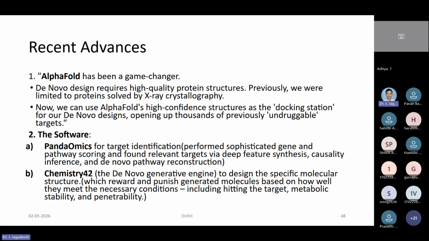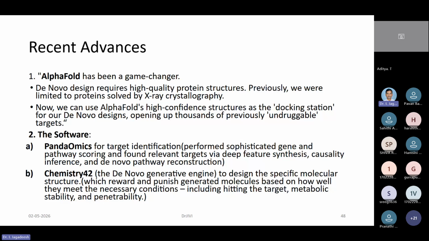This basic research of AlphaFold, part of Google, has revolutionized the field and has also won a Nobel Prize. Another advancement is software called Pandaomics for target identification. It performs sophisticated gene pathway scoring and finds relevant targets via deep feature synthesis, causality inference, and de novo pathway construction. It means it will find the problem, give the drug, give the synthesis, and give you a molecule.